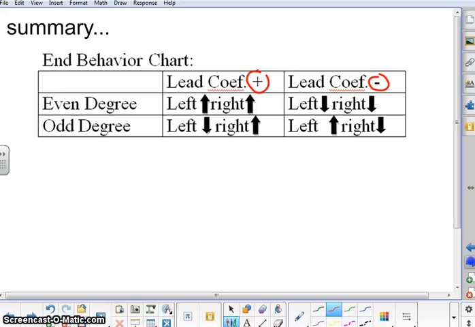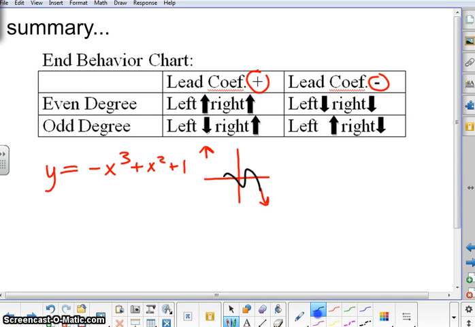So for example, if you had y equals negative x cubed plus x squared plus 1. If you want to know what the graph is going to look like, the negative means that the right side is going to go down. And then because it's odd, it's going to go in opposite directions. And then it does something funky in the middle. Okay, so that would be what the end behavior is.